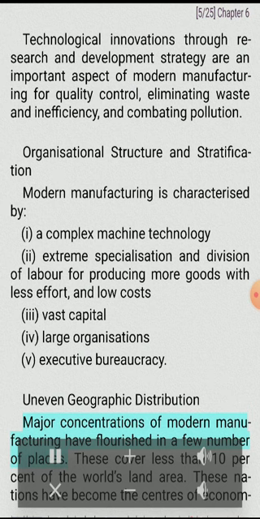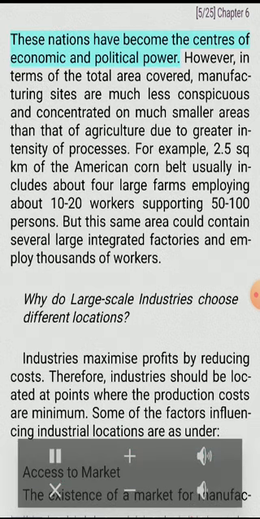Major concentrations of modern manufacturing have flourished in a few number of places. These cover less than 10% of the world's land area. These nations have become the centers of economic and political power. However, in terms of the total area covered, manufacturing sites are much less conspicuous and concentrated on much smaller areas than that of agriculture due to greater intensity of processes.